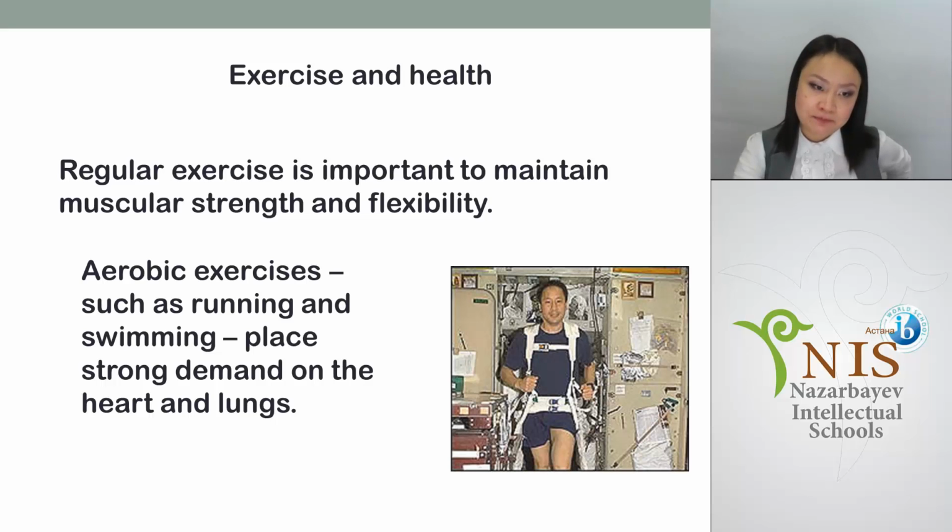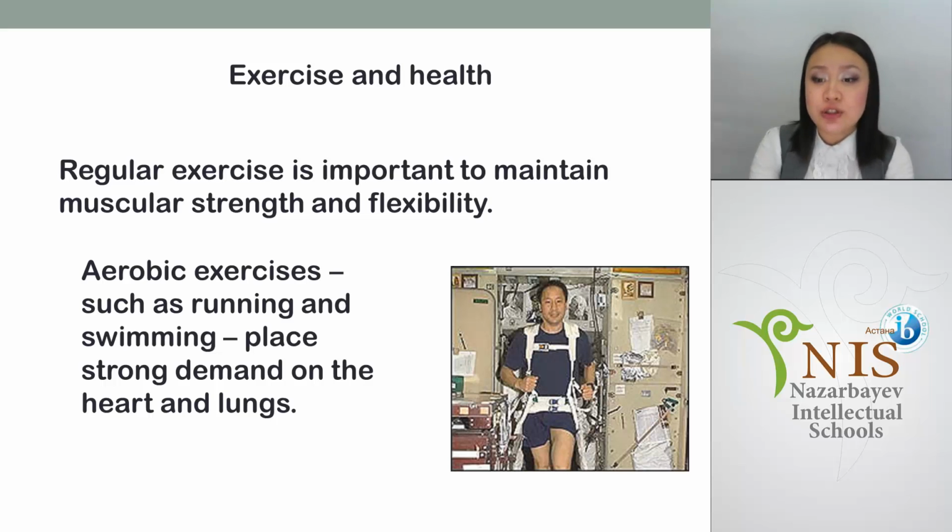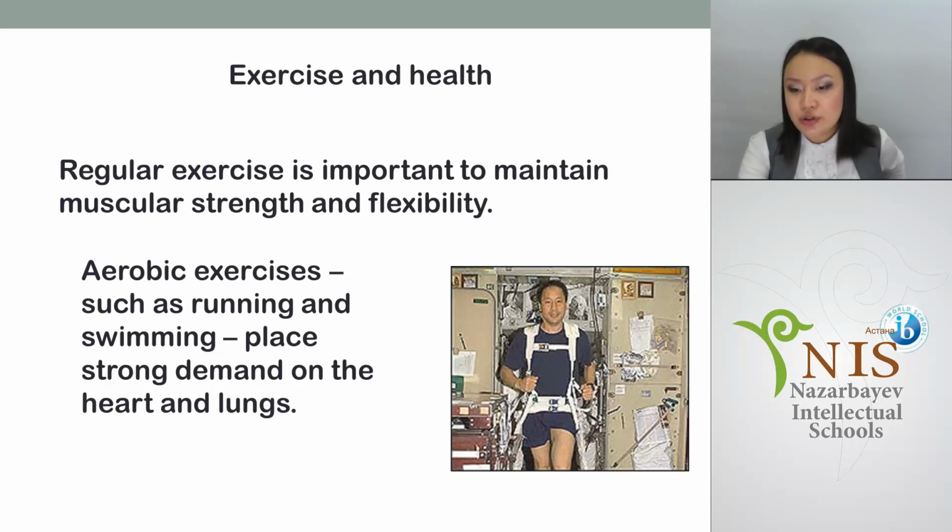Exercise and health. Regular exercise is important to maintain muscular strength and flexibility. Aerobic exercises such as running and swimming place strong demand on the heart and lungs. Look at this picture. Look at this man in the picture. I think I could guess that he's maybe an astronaut. Yeah. What do you think?